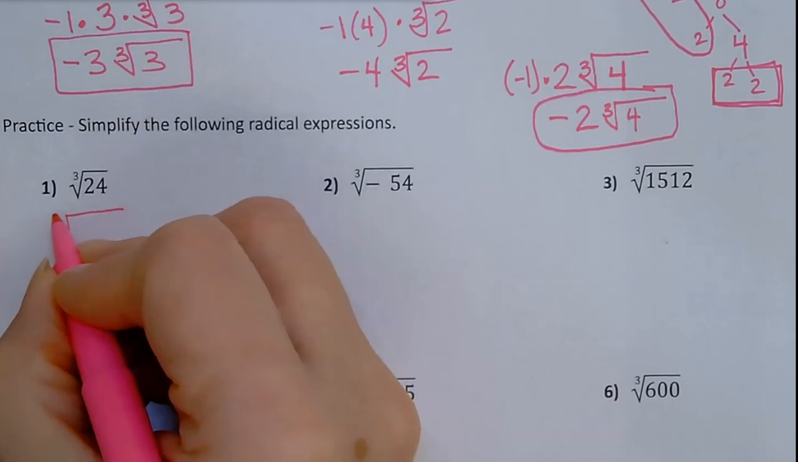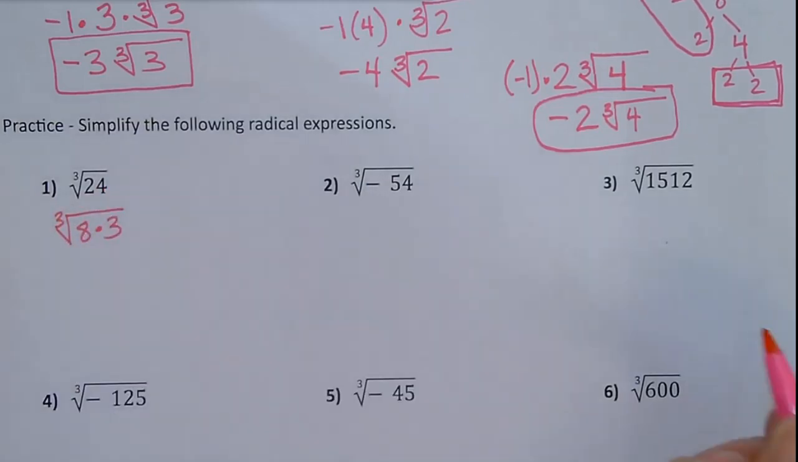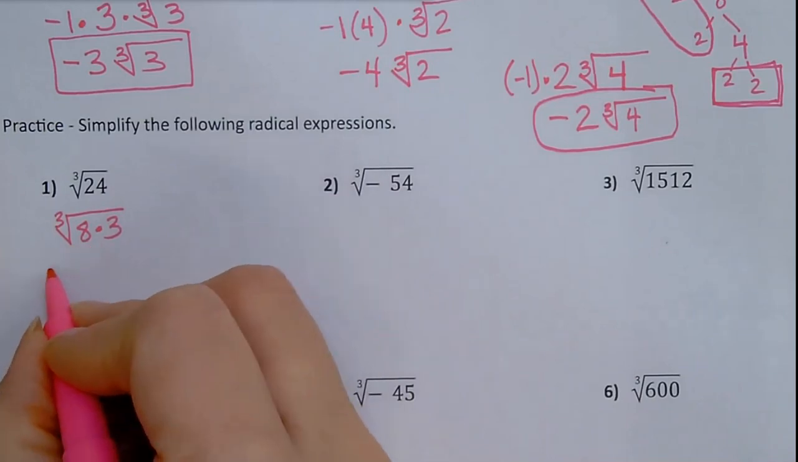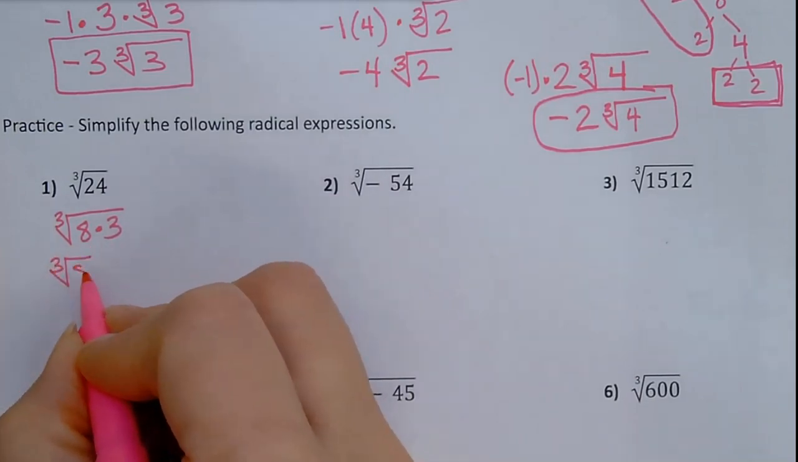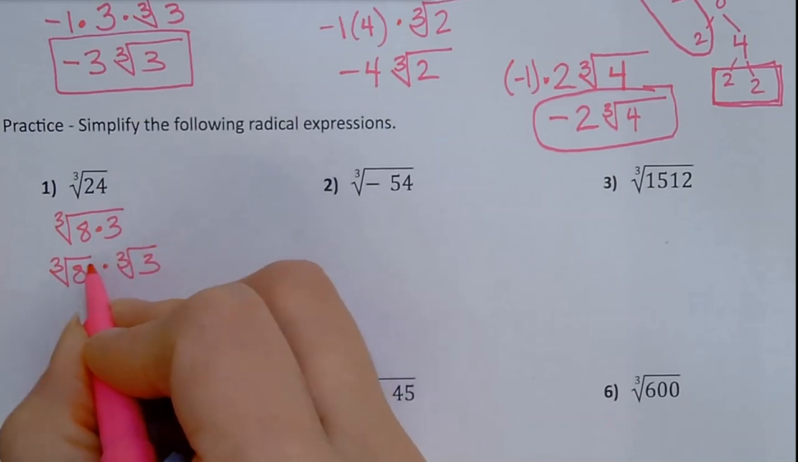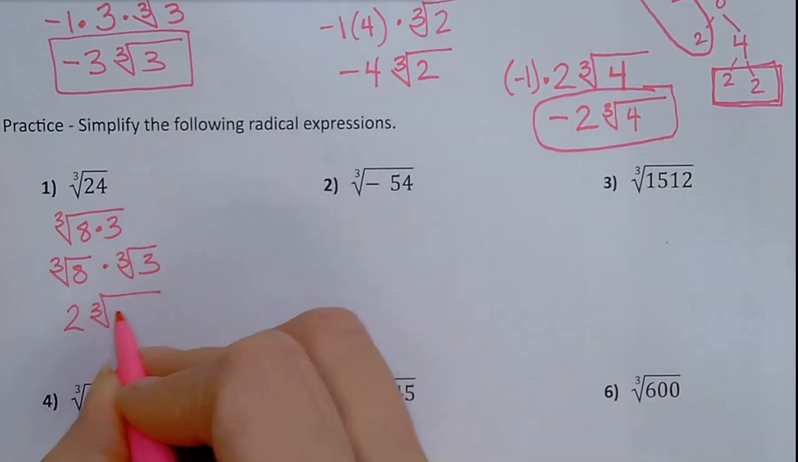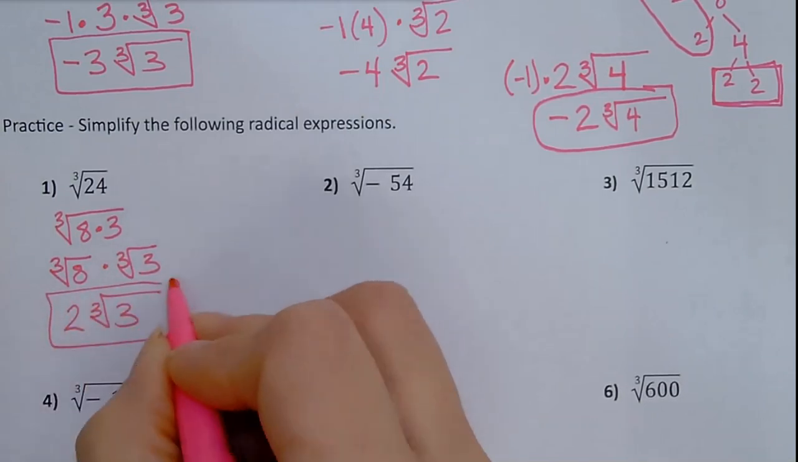This is going to be the cube root of 8 times 3. 8 times 3 is 24, and I know 8 is a perfect cube. So it's the cube root of 8 times the cube root of 3. Cube root of 8 is 2, so it's 2 times the cube root of 3 as my answer.